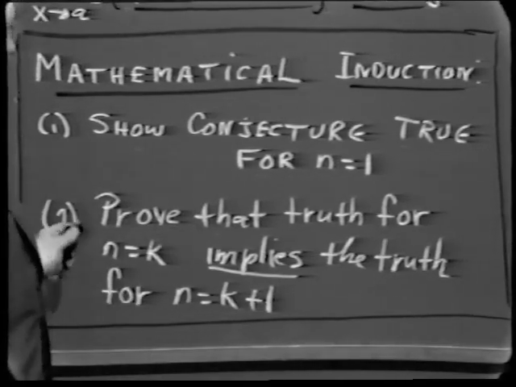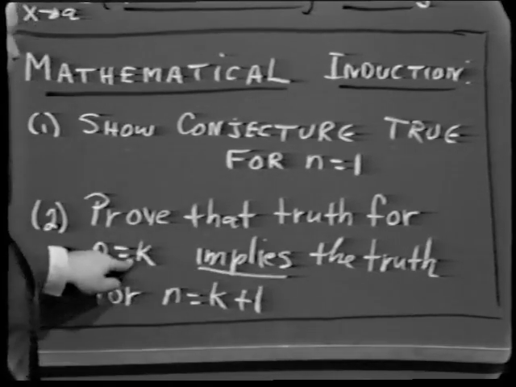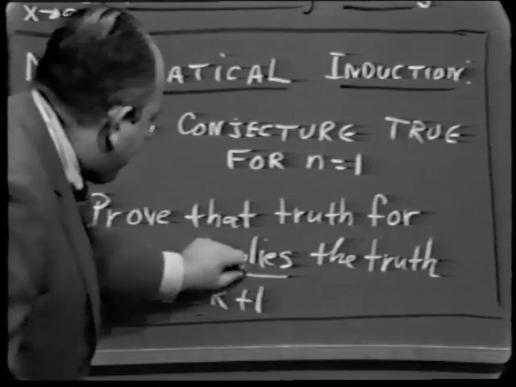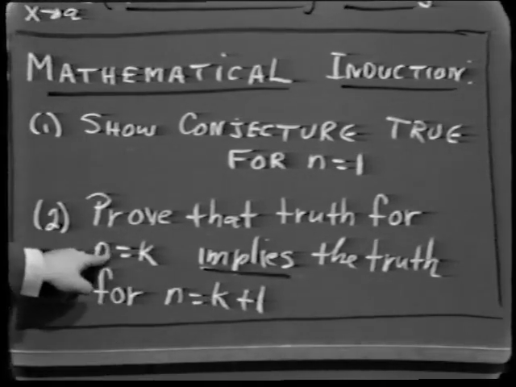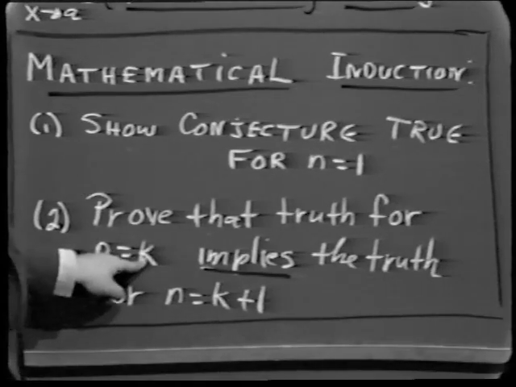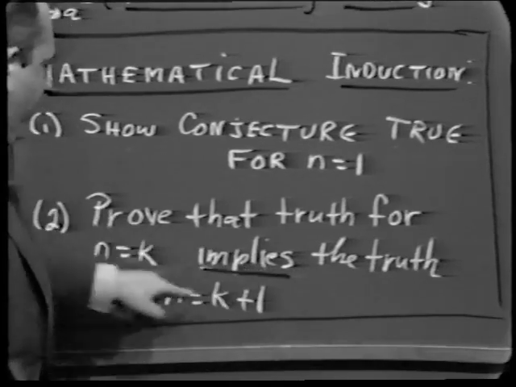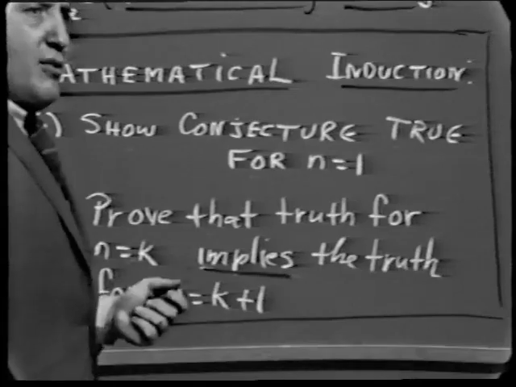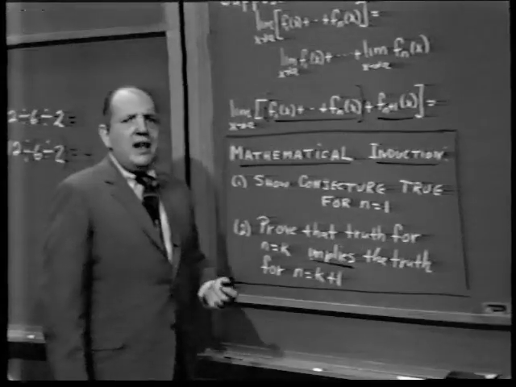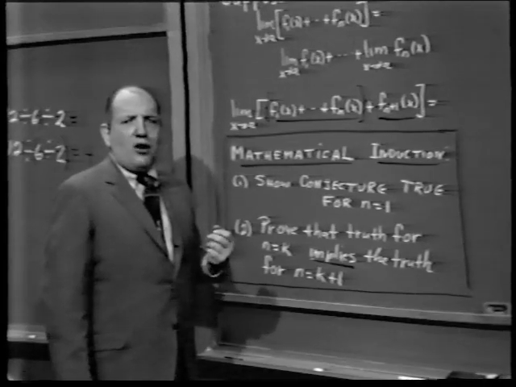Then we say, okay, next, prove that the truth for n equals k implies the truth for n equals k plus 1. In other words, we're not saying that it's true for k. All we're saying is that if it's true for k, the truth for n equals k implies the truth for n equals k plus 1. Then if that's true, our conjecture is true for all whole numbers.